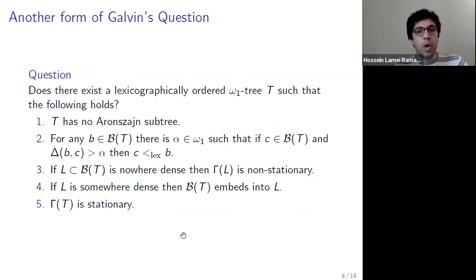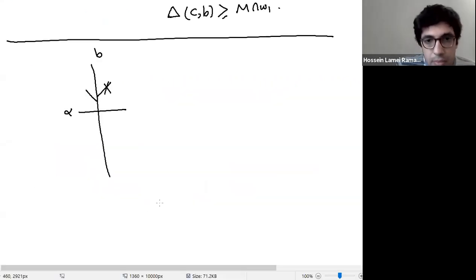And of course, we want BT to be non-sigma well ordered. So we have to make sure that gamma of T is stationary. Because if gamma of T is non-stationary, then it's sigma well ordered. But we want it to be non-sigma well ordered. If gamma of T is stationary, then BT is going to be non-sigma well ordered, and because this is going to embed into all of the somewhere dense sets, all of the somewhere dense sets are going to be non-sigma well ordered as well. So the picture, with respect to the invariant, is going to be something like this.